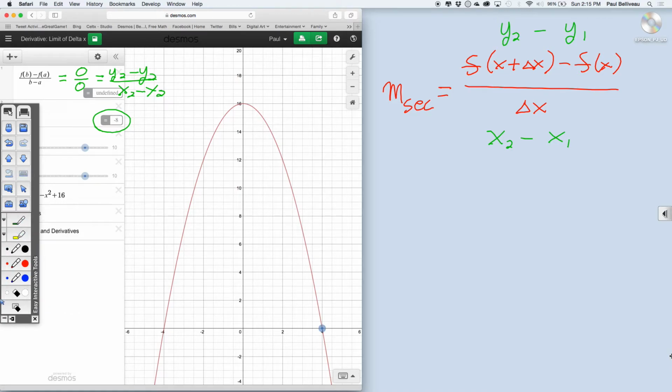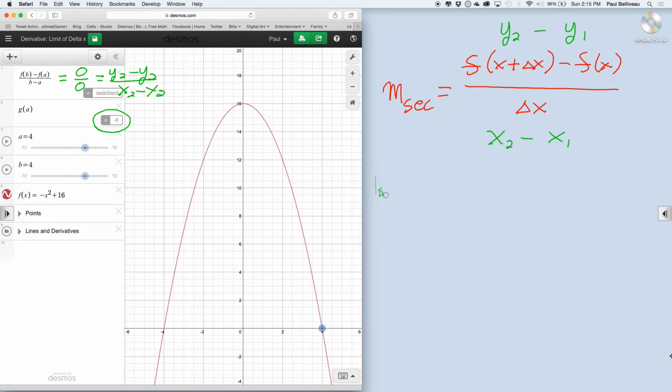Another way to look at it is that the instantaneous rate is equal to a limit. It's the limit as delta x approaches 0. This is a little bit different from what we've done before. We've always talked about the limit as x approaches something. Limits don't just have to be about a value of x. They can be about the distance between two x points.